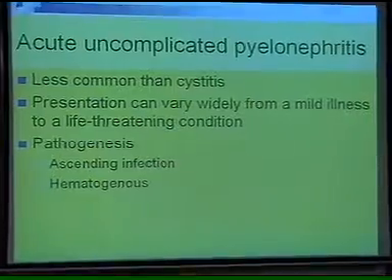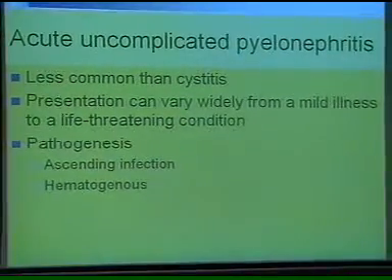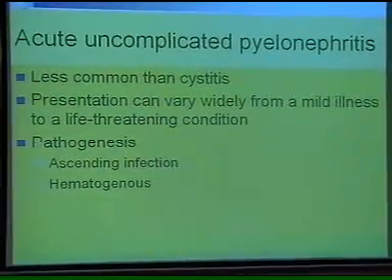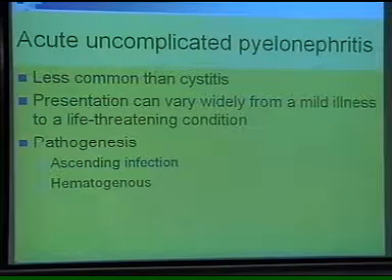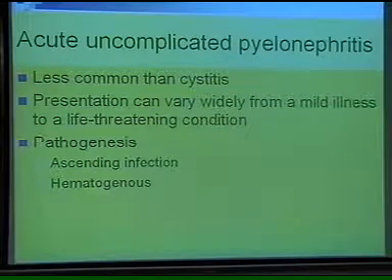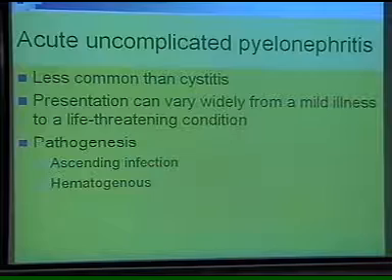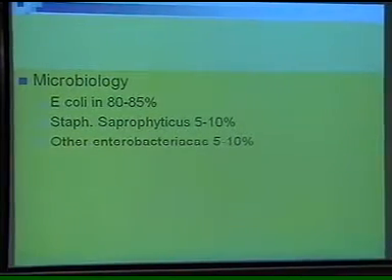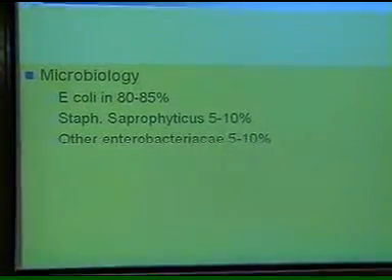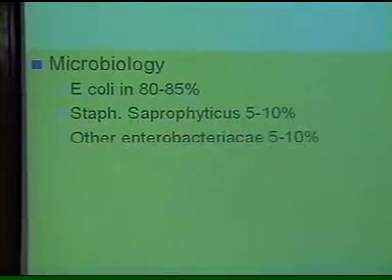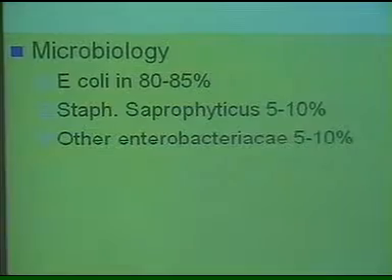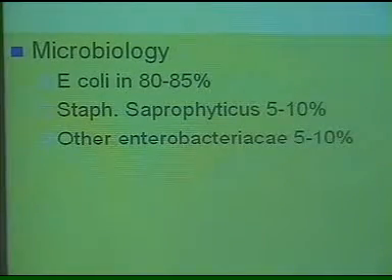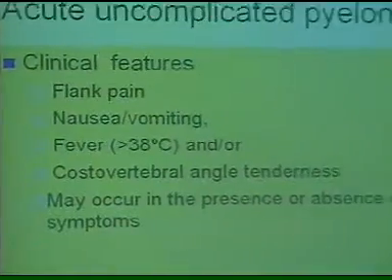Acute uncomplicated pyelonephritis. It is less common than cystitis, and the presentation can vary widely from a mild illness to a life-threatening condition, and the pathogenesis is the same as cystitis. Microbiology is the same as uncomplicated cystitis: E. coli in 80 to 85% of cases, and Staph saprophyticus and Enterobacteriaceae.